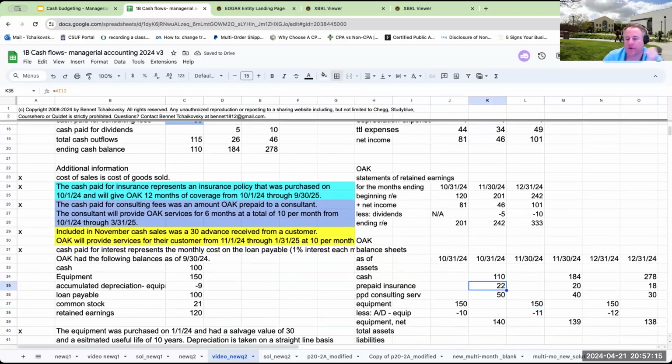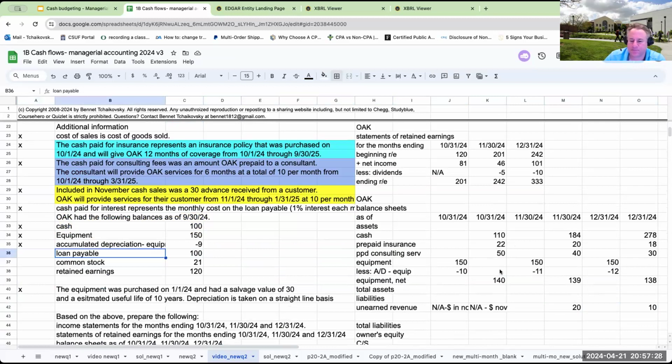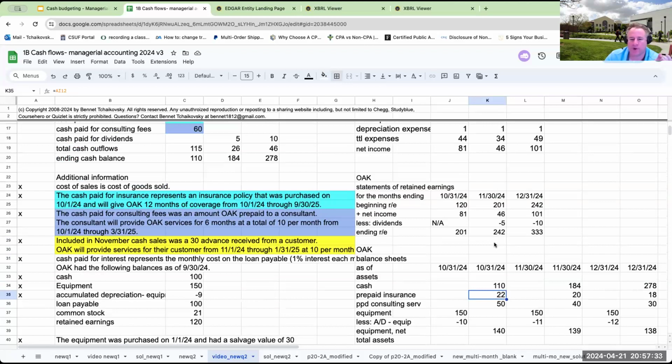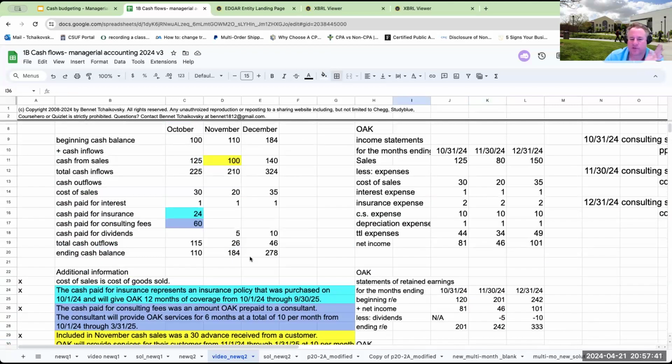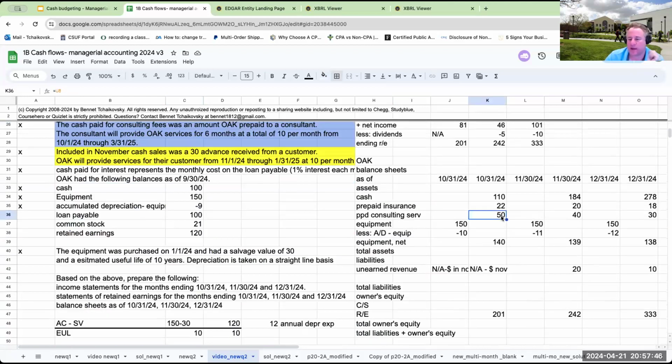Now, as you can kind of go through over here and see, we've dealt with the cash, the equipment, accumulated depreciation on that equipment. We need to deal with a loan payable, so let's just keep going. So over here, I've got cash, prepaid insurance. Remember, we bought it for 24, but only 2 of it was expense, so the rest remained as a prepaid. Prepaid consulting services, I spent 60 on these, but it's over 6 months at 10 per month. So that's why that balance area is at 50, 40, and 30, 22, 20, and 18. It's going down by 2 each month.